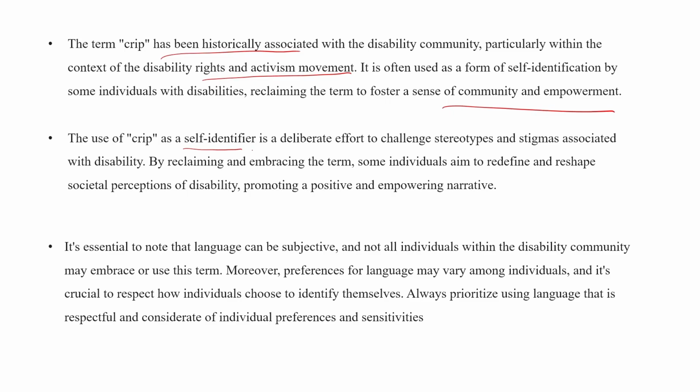It is very essential to note that language can be subjective, and not all individuals within the disability community may embrace or use this term. Moreover, preferences for language may vary among individuals, and it is crucial to respect how individuals choose to identify themselves.